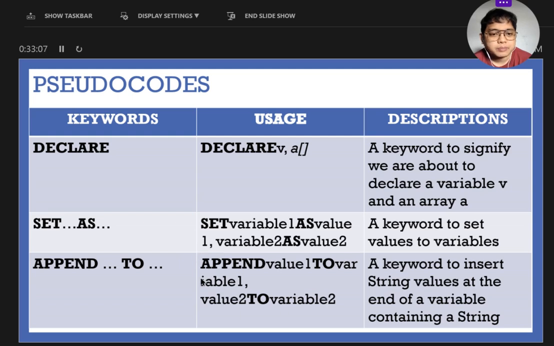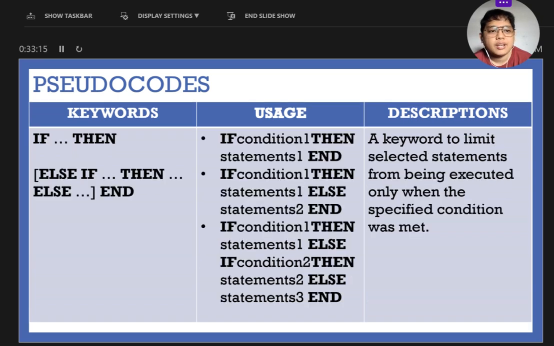So, this one. It is a keyword to insert string values at the end of a variable containing a string. Next, we have the if-then, else if-then, else, and keyword. So this is how to use this keyword. It is a keyword to limit selected statements from being executed only when the specified condition is met.